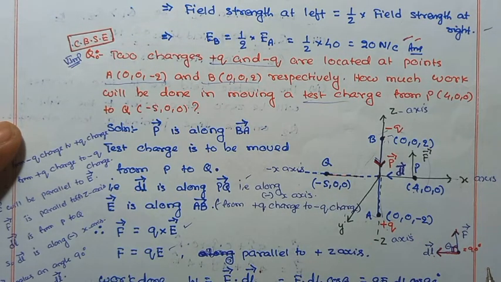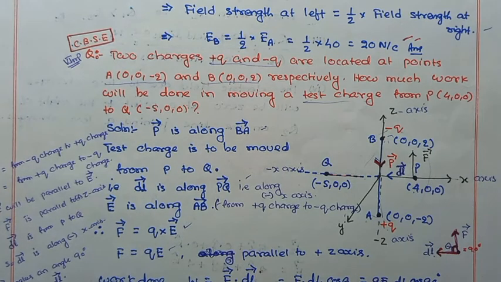And the force is acting from negative z axis to positive z axis, and the distance motion of the test charge will be from positive x axis to negative x axis. So the angle between this force vector and distance vector, theta, is 90 degrees.